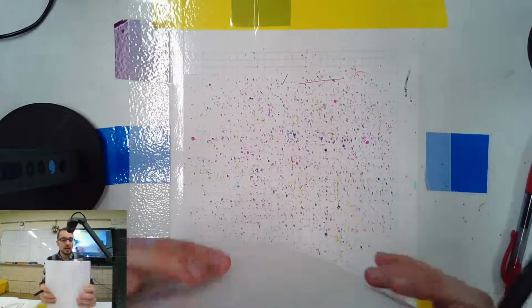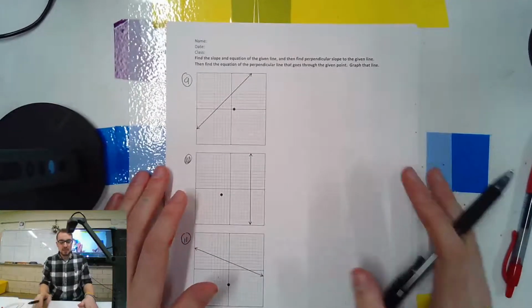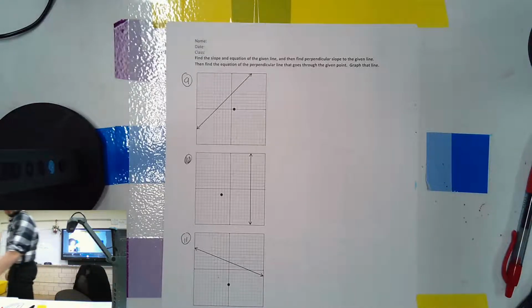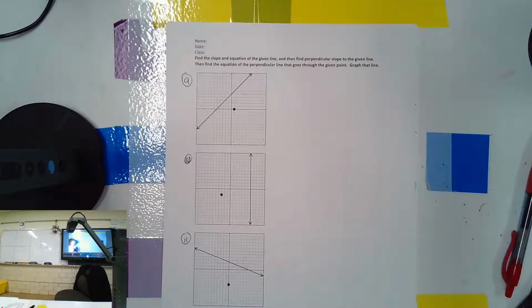Anyway, back to here. So look at number 9. It says find the slope and equation of the given line, and then find the perpendicular slope to the given line, then find the equation of the perpendicular line that goes through the given point. Graph that line.